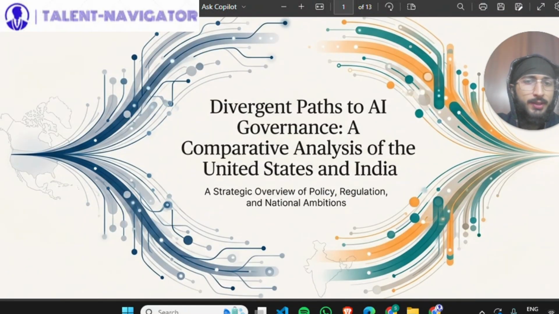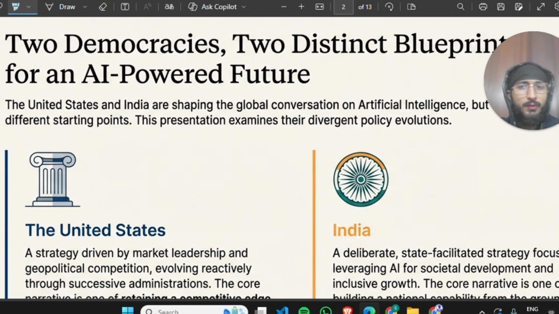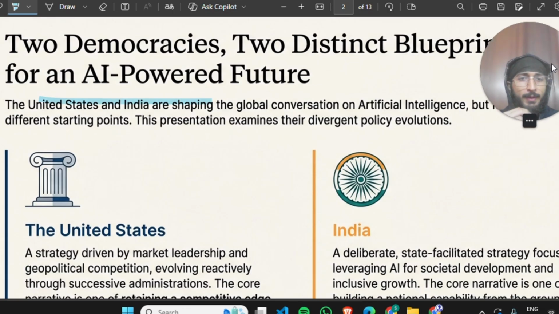All right, so now discussing governance in AI. So, divergent paths to AI governance: a comparative analysis of the USA and India. We're going to first cover how these two democracies differ in the ways in which they govern AI. Two democracies, two distinct blueprints for an AI-powered future.